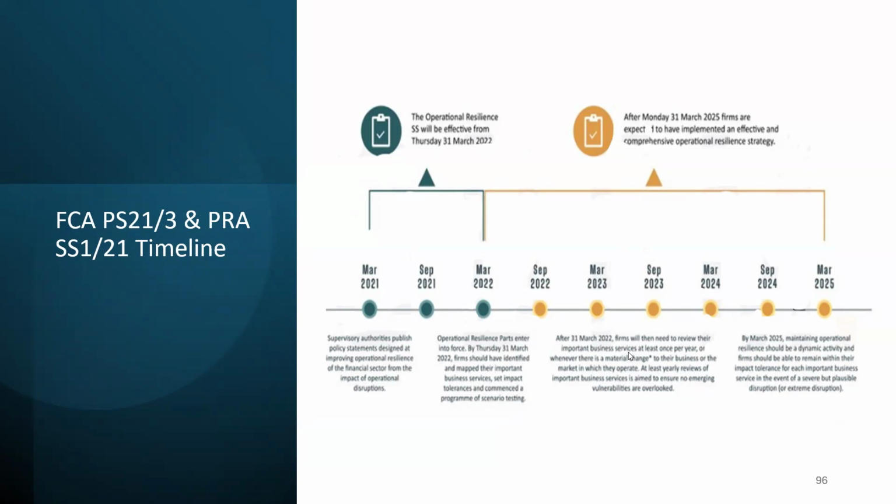After 31st March 2022, firms were then required to review their important business services at least once per year, or whenever there's a material change to their business. Let's say they acquire another firm or do a merger and acquisition with another firm, then firms would have been required to review their important business services because their customers, consumers, may have changed.